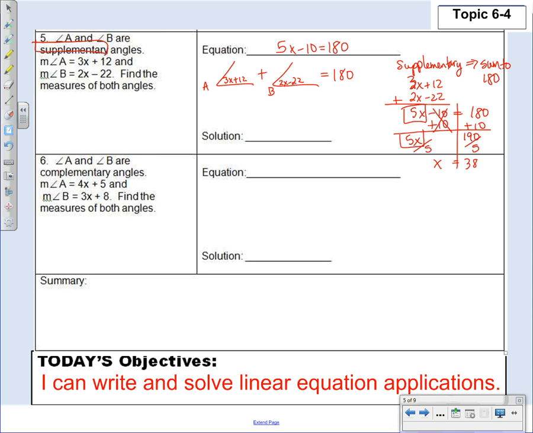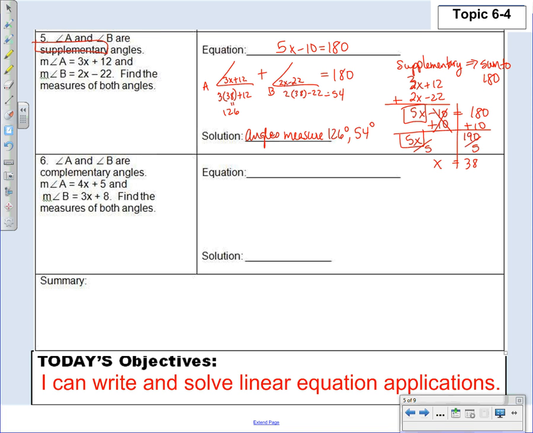Last is to answer the question. The question is find the measure of both angles. So we have to substitute back in. 3 times 38 plus 12. I would definitely do this in my calculator. This is 126. And second, 2 times 38 minus 22. Yet another one to plug into the calculator gives you 54. So answering the question, the angles measure 126 degrees and 54 degrees. And you can do a quick check. If I add 126 plus 54, we do get 180.